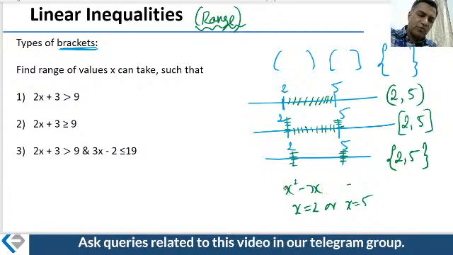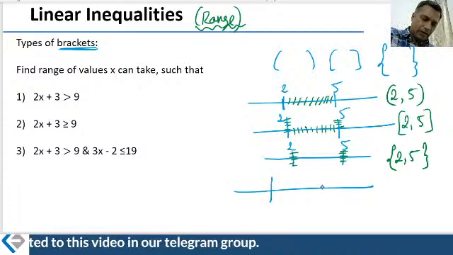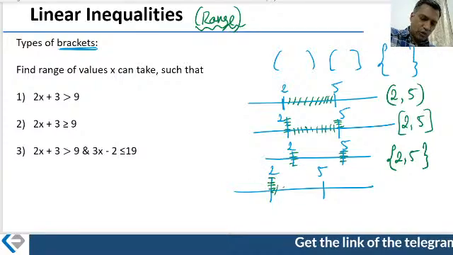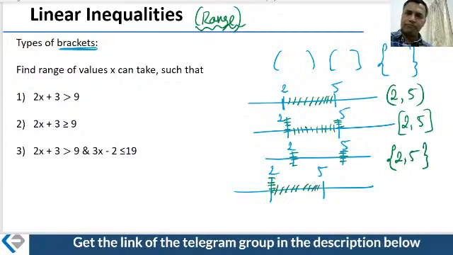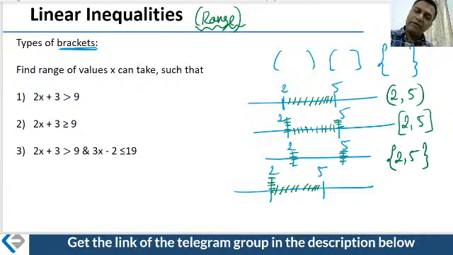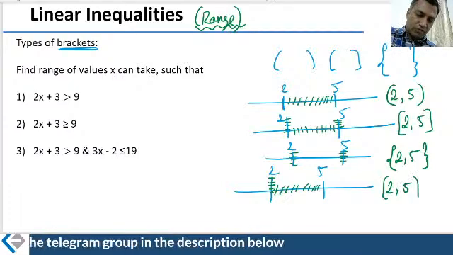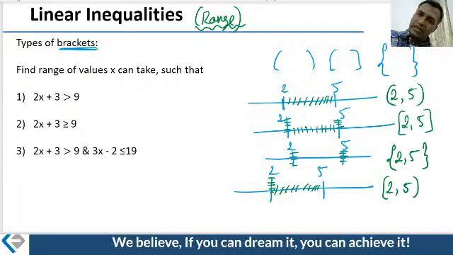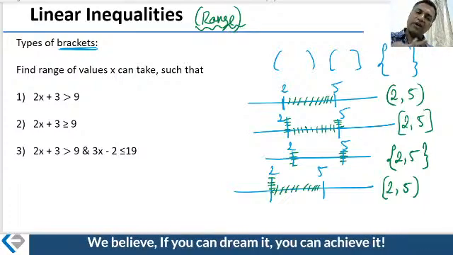Now these are the 3 types of bracket. Can I mix up some of them? Possible. If I have a line like this between 2 and 5, again sticking to the same example, but this time 2 is included, all the numbers up to 5 are there, but 5 is not included. How do I represent this? I represent it like this: square bracket towards the 2 side, which means 2 is included. Then I close it with 5, but as a simple bracket, meaning 5 is not included. 2 is included, all real numbers between 2 and 5 are included, but 5 is not included.